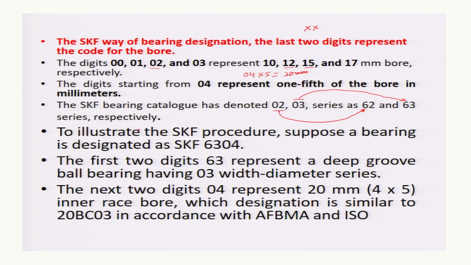To illustrate the SKF procedure, suppose a bearing is designated as SKF 6304. The last two digits are 04, therefore the bore will be 04 multiplied by 5, equal to 20 mm. And 6 means it is the deep groove ball bearing. The first digit is 0 and the second is 3, so it is 03 type as per Anti-Friction Bearing Manufacturers Association. So 0 is the width series and 3 is the diameter series. Okay.